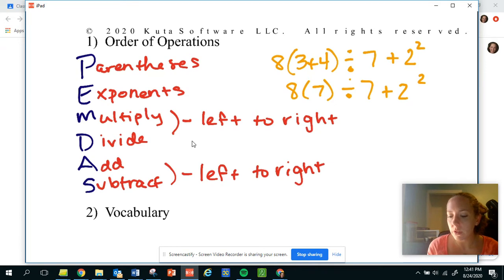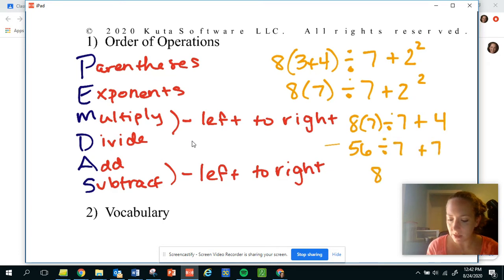Next thing we're going to want to do is the exponent. So I'm just going to bring down everything else. 2 squared is going to be 4. Then we're going to multiply and divide from left to right. So first I've got 8 times 7, which is 56. And then next thing I'm going to do is divide by 7, which is 8. Plus 4, so 12.